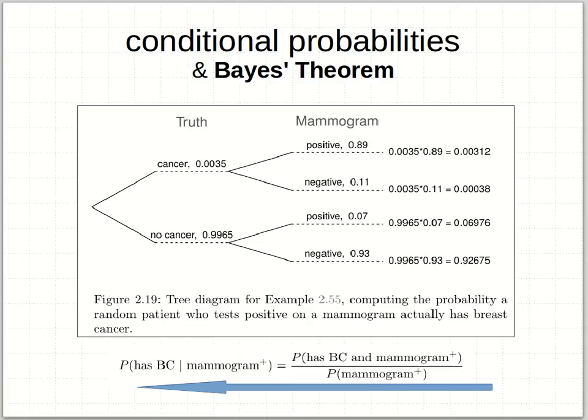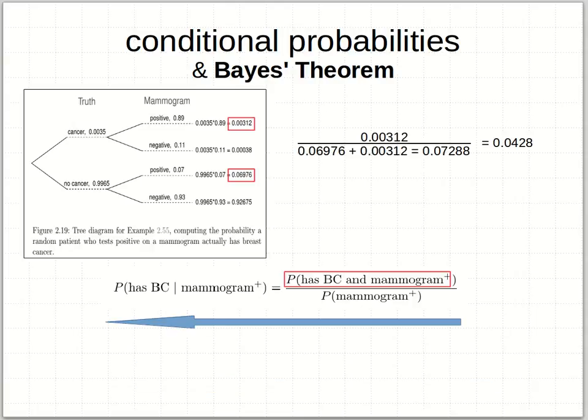So this Bayesian theory simply says we would work backwards in these calculations, where we start with the probability that they have breast cancer and a positive mammogram, and then divide by the probability of a positive test, which is, remember, 0.89, I'm sorry, wrong one, this one, 0.06976 plus the 0.00312, okay? The probability of a positive mammogram test, that's the positives here and the positives here, both of those.